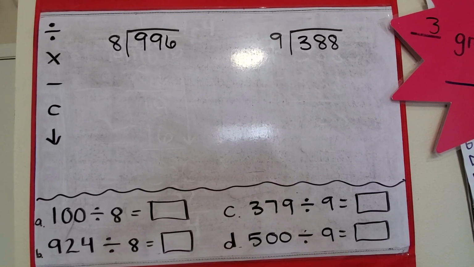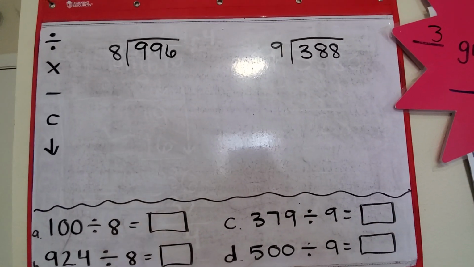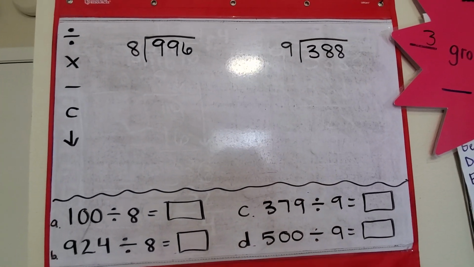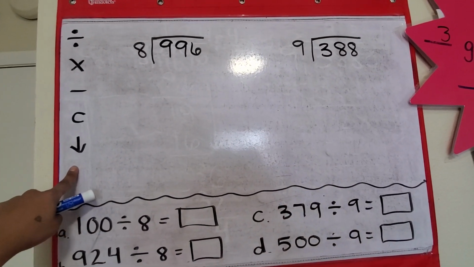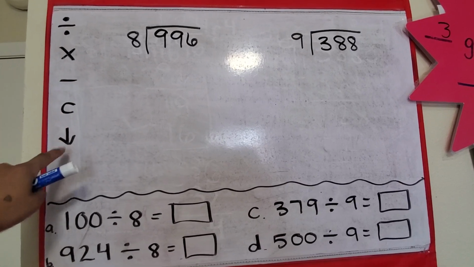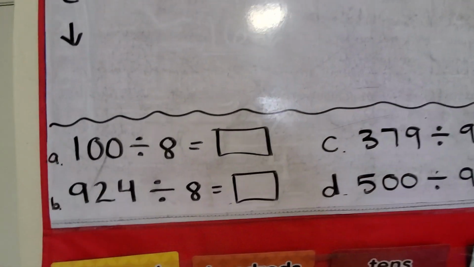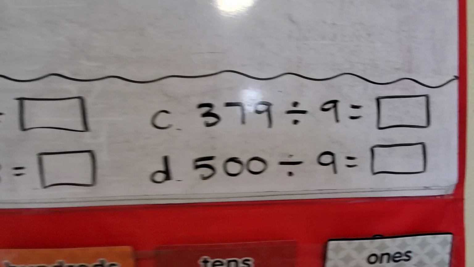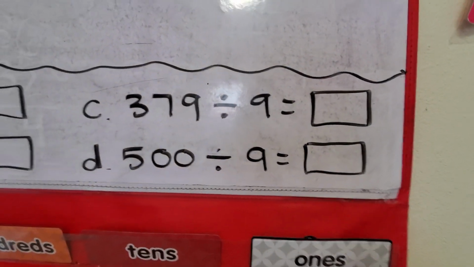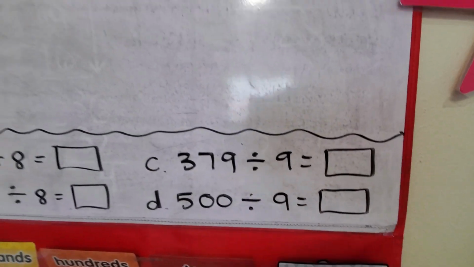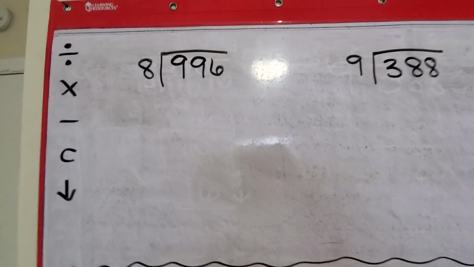Today's lesson is on dividing a 3-digit number by 8 and by 9. Over to the side, you'll see I have the steps written in order to help remind you. And down at the bottom, you have 4 equations for you to solve on your own and submit on Seesaw. Let's look at the first equation.